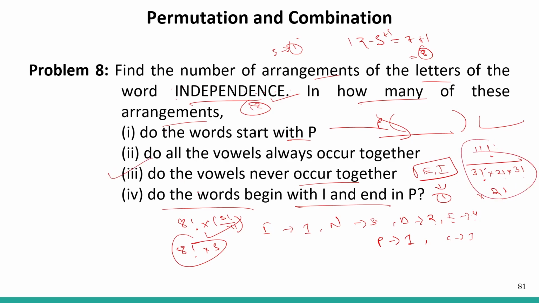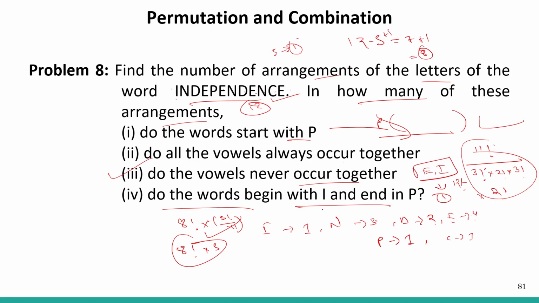And let's see for part 4 what will be the correct answer. So do all the vowels... actually no, this won't be the answer. Okay, so the full answer will be what? 12 factorial minus this much, because it asked us do the vowels never occur together, and here we have assumed they occur together. Okay, so all the remaining cases will be the cases where vowels never occur together.